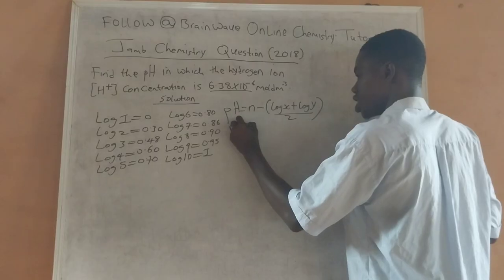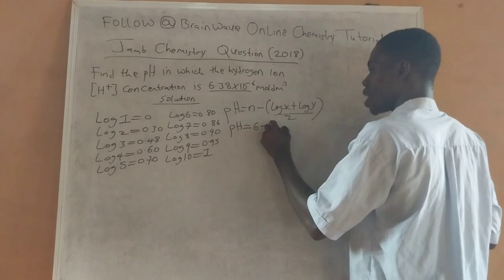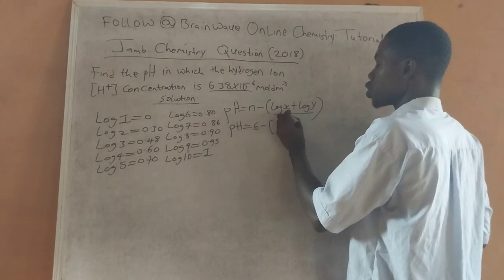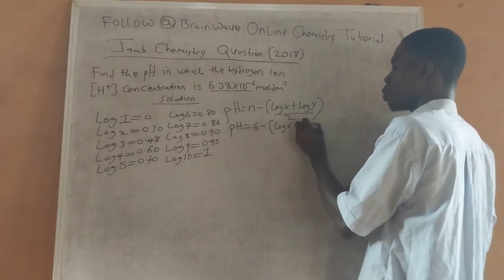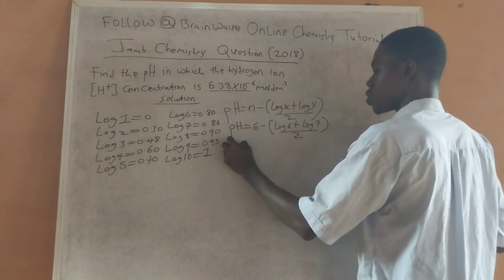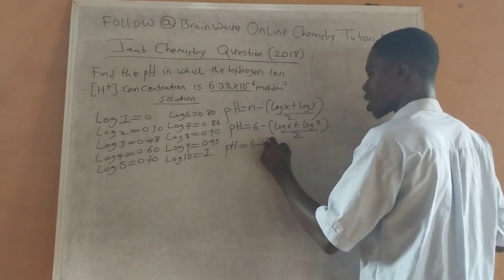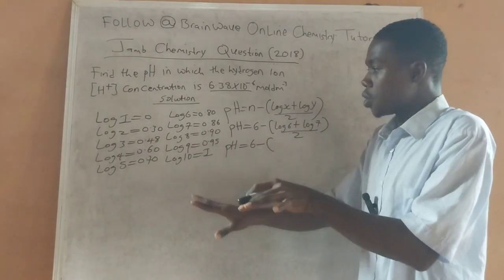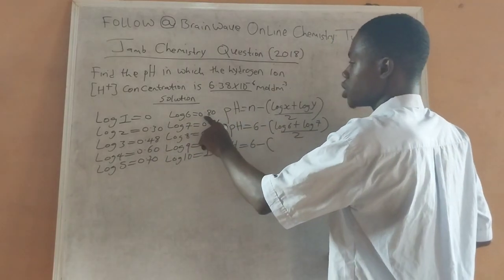Now, pH equals n, the power, which is 6. Leave the sign, so 6, minus open bracket. They give us 6.38, and 6.38 is between log 6 and log 7. So this log s is log 6, plus this log y, log 7, over 2. We're taking their average. So pH equals 6 minus open bracket, log 6. Are you seeing it now? Get used to this. If you get used to it, any question on pH will be very easy. Log 6, if you come to your table, is 0.80.